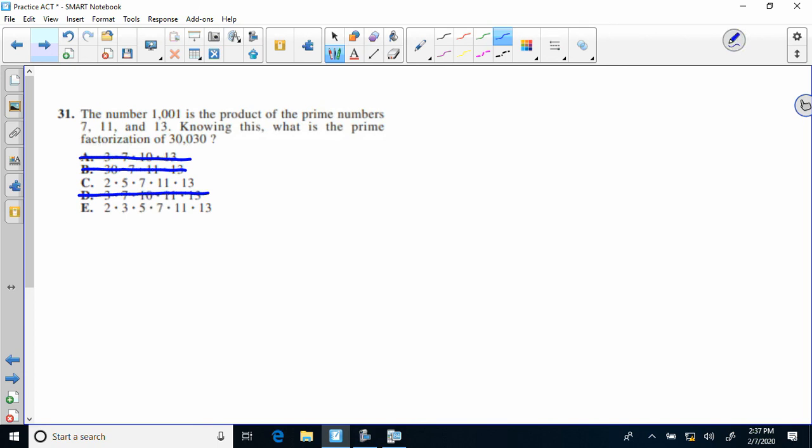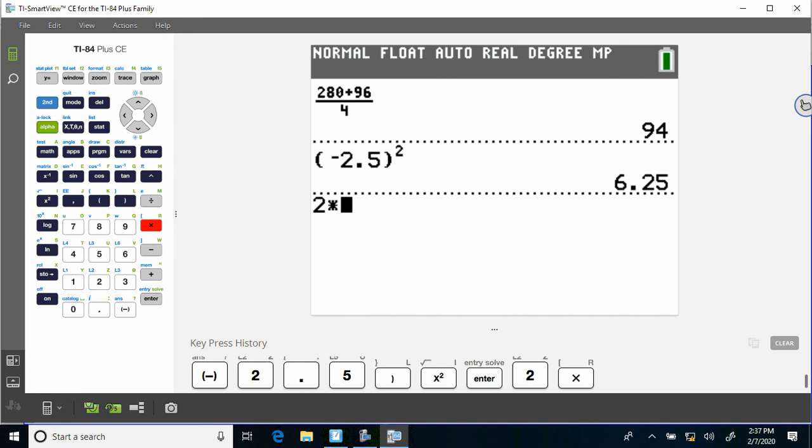So you basically can sit there and times them in and do 2 times 5 times 7 times 11 times 13, which should be really fast. 2 times 5 times 7 times, I already forgot what it said.